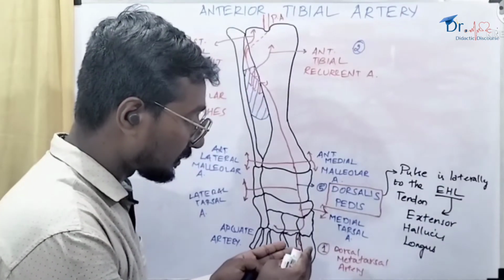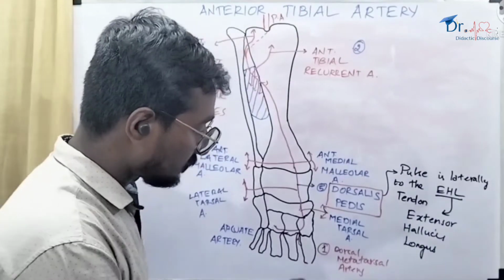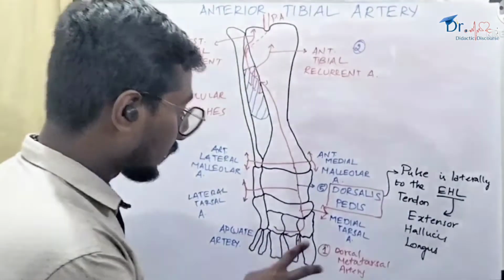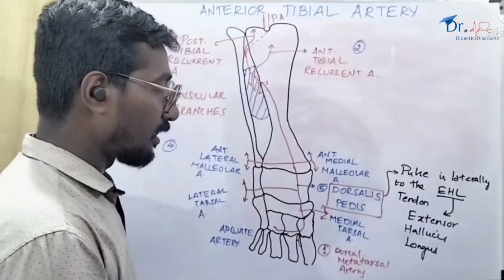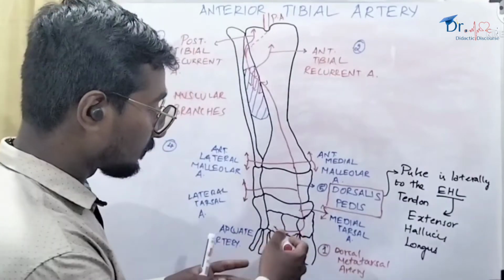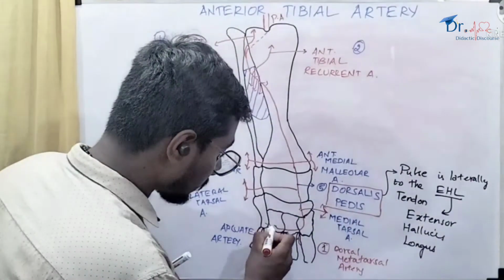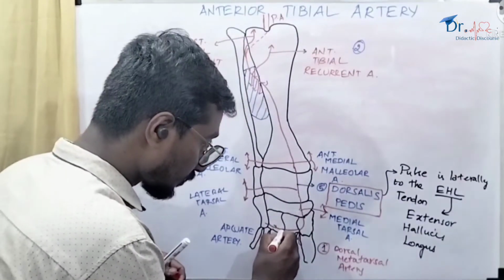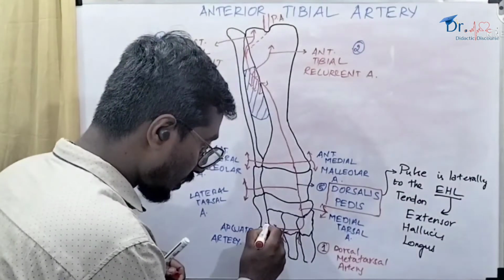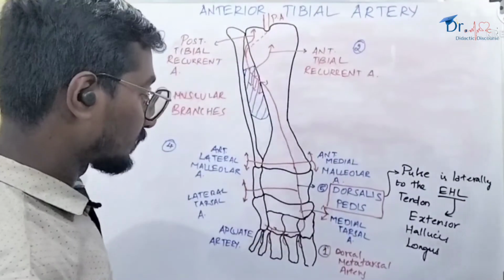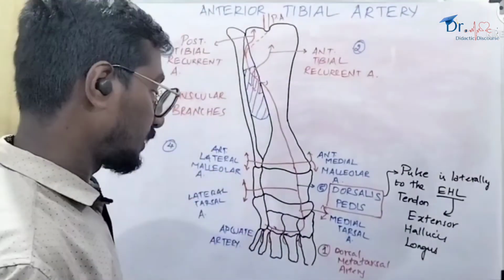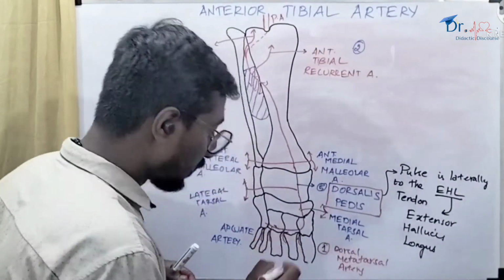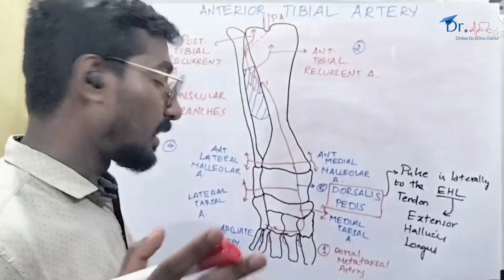In between the first tarsal metatarsal space, it gives out two branches, which are the deep plantar artery as well as the first dorsal metatarsal artery. The second, third, and fourth dorsal metatarsal arteries arise from the arcuate artery. So the first dorsal metatarsal artery arises from the dorsalis pedis, but the second, third, and fourth dorsal metatarsal arteries arise from the arcuate artery. And also it gives out many perforating branches, posterior perforating branches from the plantar arch.